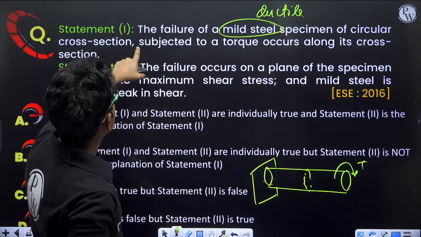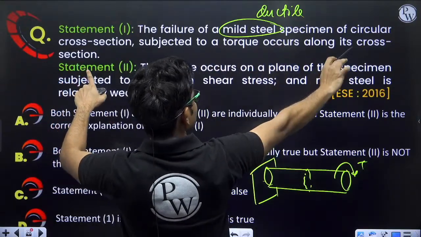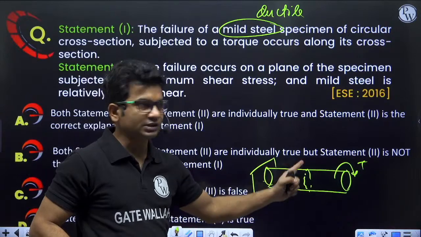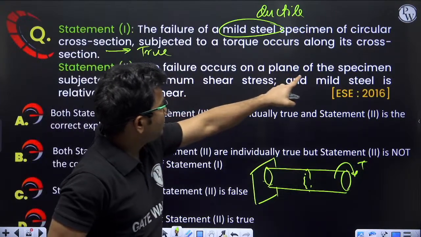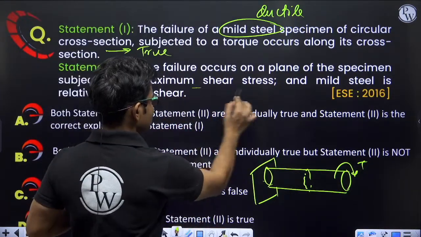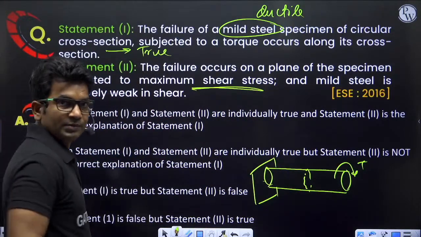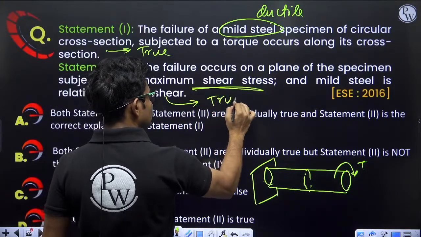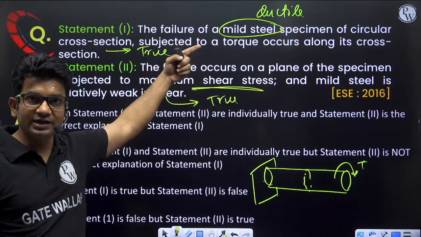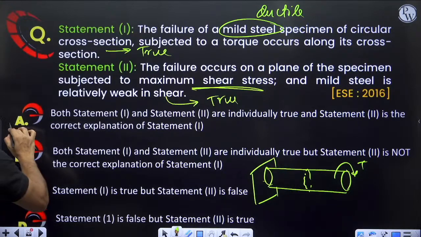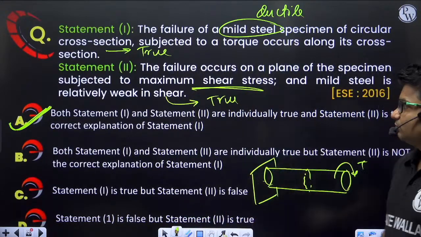The failure of a mild steel specimen of circular cross section subjected to a torque occurs along its cross section. So failure is occurring along the cross section. Yes, this is true. Next, the failure occurs on a plane of the specimen subjected to maximum shear stress. Yes, this will be the plane subjected to maximum shear stress, and mild steel is relatively weak in shear. So this is also true. Both the statements are true, and it is the correct explanation also. So the correct answer will be option A. Let's move on to the next question.